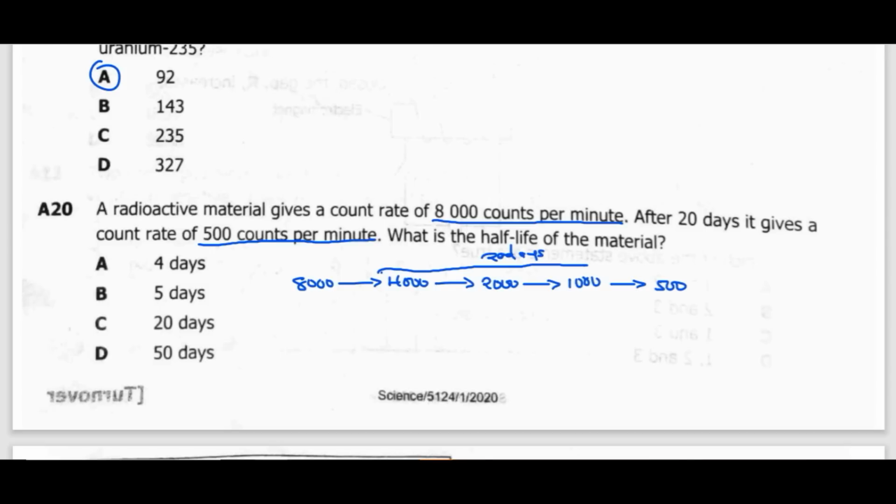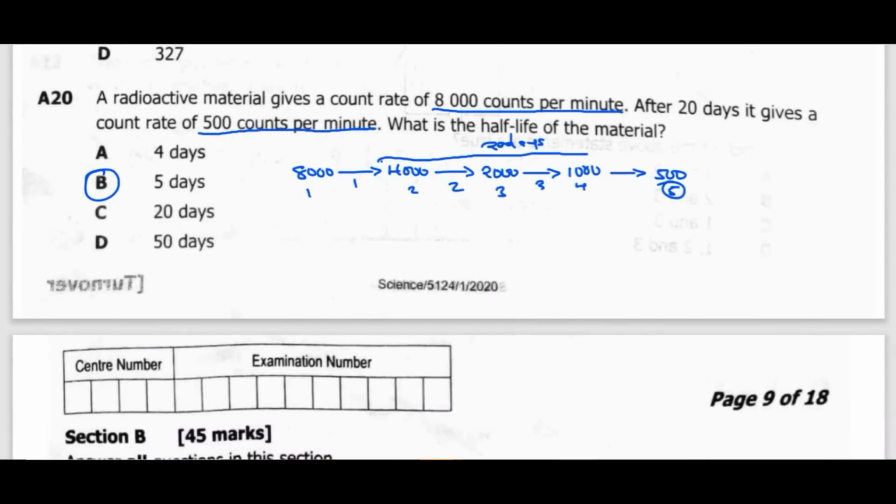So this is 1, and then this is 2, and then 3, and then 4, and then we have 5 there. So that is the half-life of the material. The answer here is B, which is 5. So let us move on.